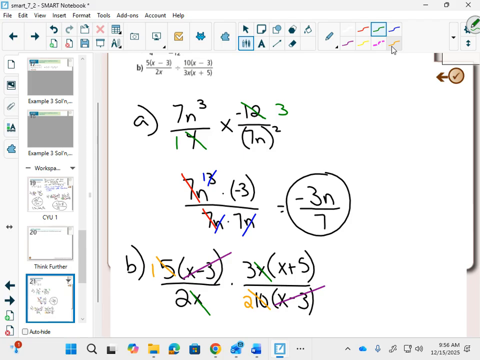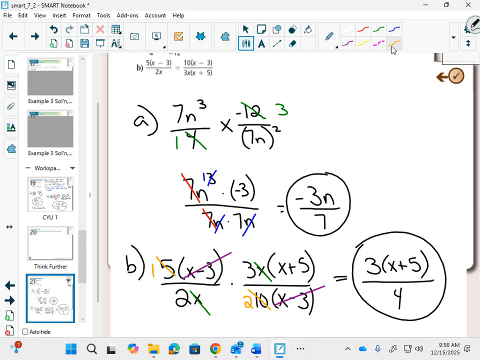Now, I don't see anything else. There might still be something else, but it's not bad whenever you're like, ooh, I did a bunch. Maybe you regroup. What's left on the top? 3x plus 5, 3 and the x plus 5 is left on top, and 4. And on the bottom, 2 times 2 would just be 4. Now I look at it again. Can I simplify the numbers? No. Is there any factors that are identical? No. So I can circle that. That'll be my final answer.